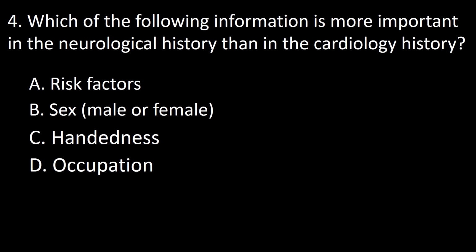Next question: which of the following information is more important in the neurological history than in the cardiology history? A. Risk factors. B. Sex, male or female. C. Handedness. D. Occupation.